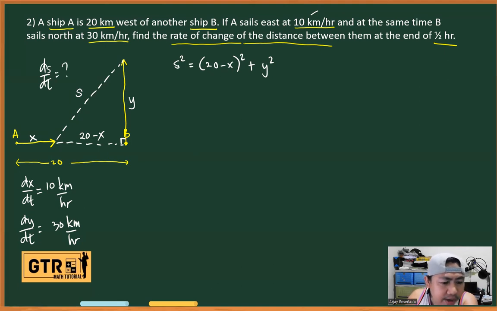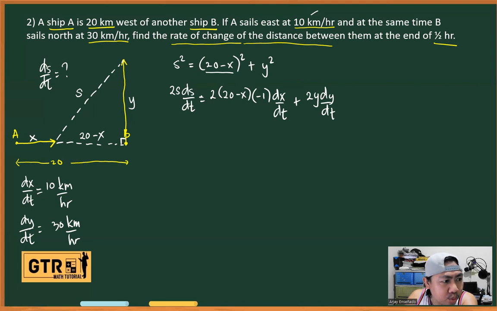So derivative of s squared, use the power rule. So we have 2s, always followed by derivative of s with respect to t. Okay, equals, use chain rule. So 2 times, subtract tayo ng 1 dito sa exponent, (20 minus x) raised to 1, and then derivative of our base, 20 minus x. Derivative of 20 is 0, derivative of negative x is negative 1. Times dx over dt, syempre. Plus derivative of y squared, so that is 2y, followed by dy over dt.